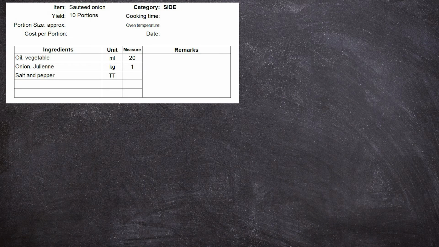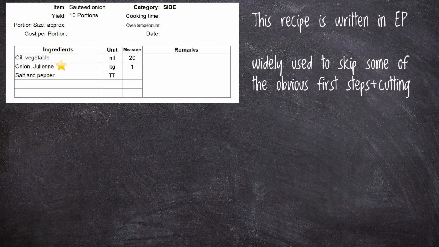In the previous video, you learned about the basics of recipe writing, and recipes can be written using EP or AP. Let's look at this example. This recipe is written with onion julienne, which means you are skipping the first obvious step of cleaning up and peeling the onion to simplify the recipe, which many chefs do in practice.